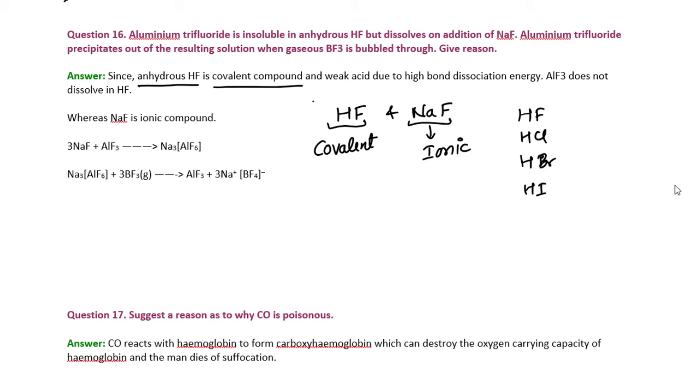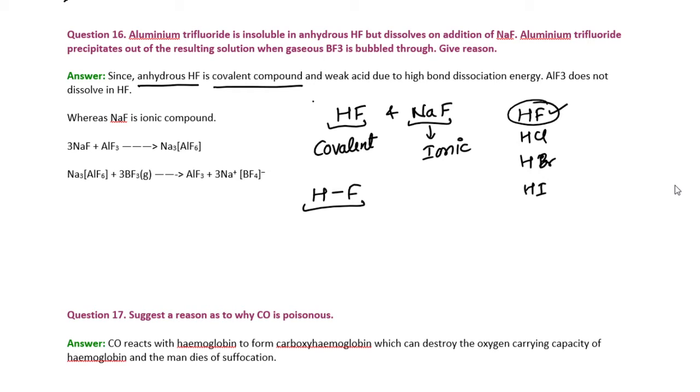HI is the strongest acid. HF is a weak acid due to its high bond dissociation enthalpy, because the HF bond is very difficult to break, and that's why AlF3 does not dissolve in HF. They will not attract each other. That's why AlF3 does not dissolve in HF.